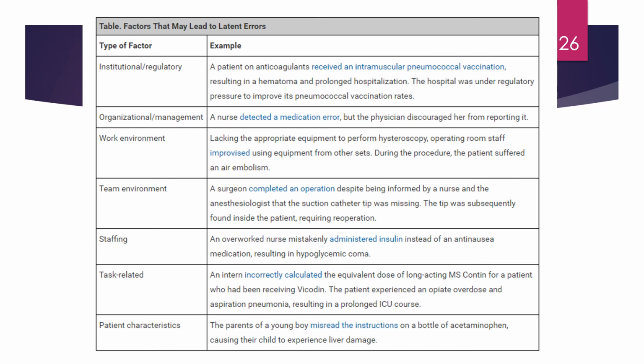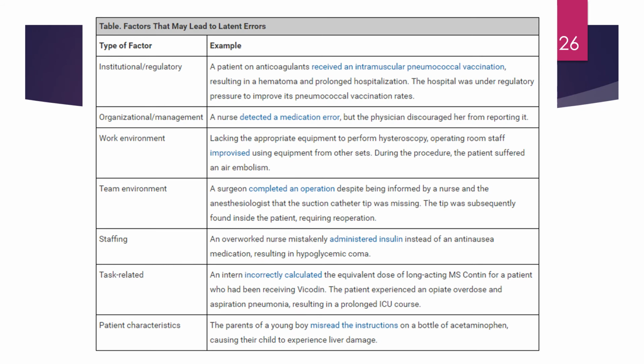However, in this case, the hospital was under regulatory pressure to improve its pneumococcal vaccination rates. So you see here, because they were under regulatory pressure, they had to actually give pneumococcal vaccinations probably in an increased amount, and they ended up doing so mistakenly on this person that was on anticoagulants.